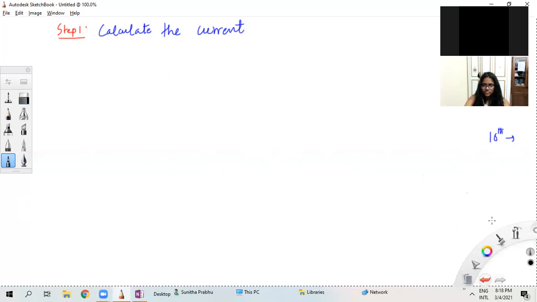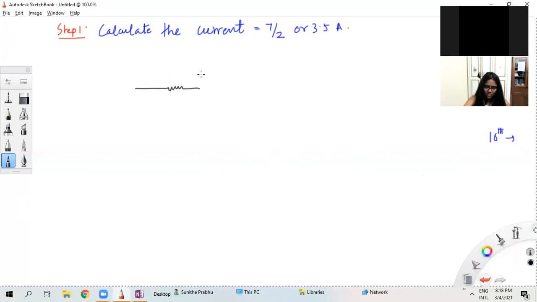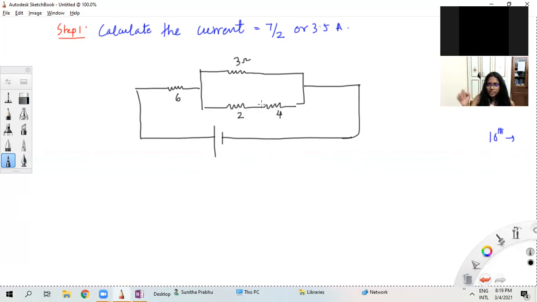Calculate the current. We have done it. How much did we get? We got it as 3.5 ampere, isn't it? So I will redraw the circuit here for us. Help me with the values, okay? This resistor was how much? Six ohms. This one? 3, 2, 4. The 3 ohms would be V2. Four ohms was V3 and voltage was 24.